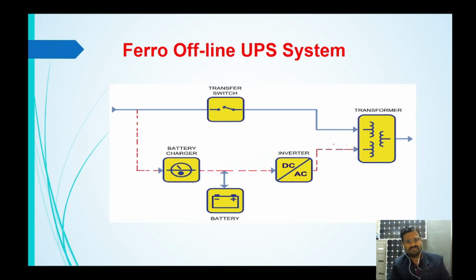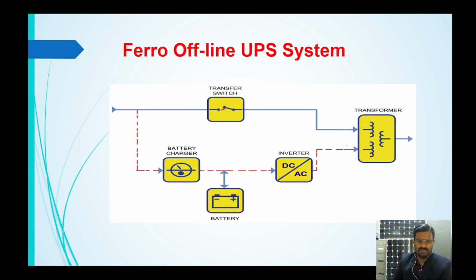The second one is the Ferro offline UPS system. It is very similar to the offline UPS system, except that it has a resonant transformer. This resonant transformer is a specially designed transformer with a resonant property, which helps us suppress and filter out noises, and voltage regulation is also done using this transformer. Apart from that, the remaining basic working principle remains the same.